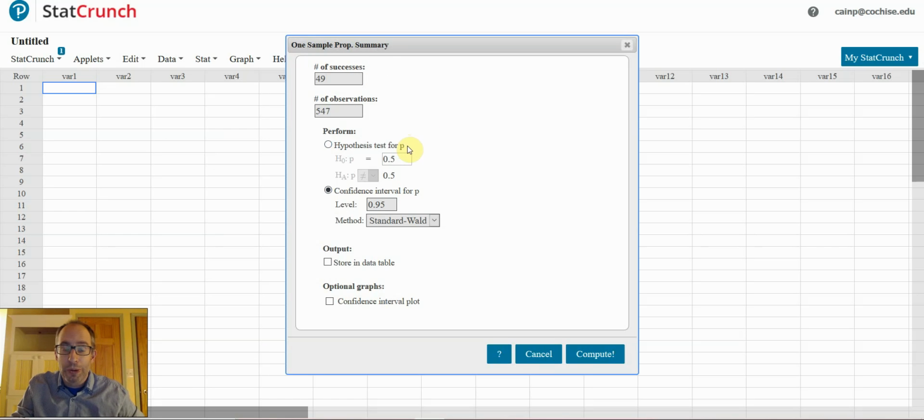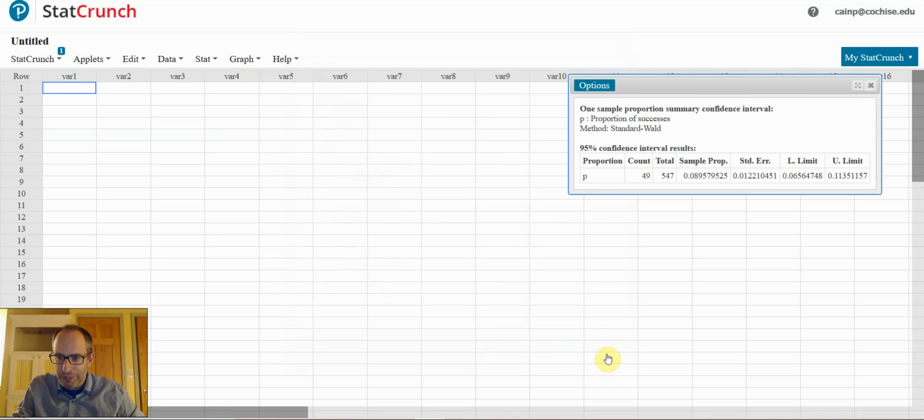Hypothesis testing is what we're going to do in chapter 8, so we're not going to worry about that right now. And we want a 95% confidence level, but if you want a different one, this is how you can change it. And then the method you can just leave is standard Wald. That one, I think, is certainly one that would be less common, the Agresti-Coull. So stick with standard Wald, compute.